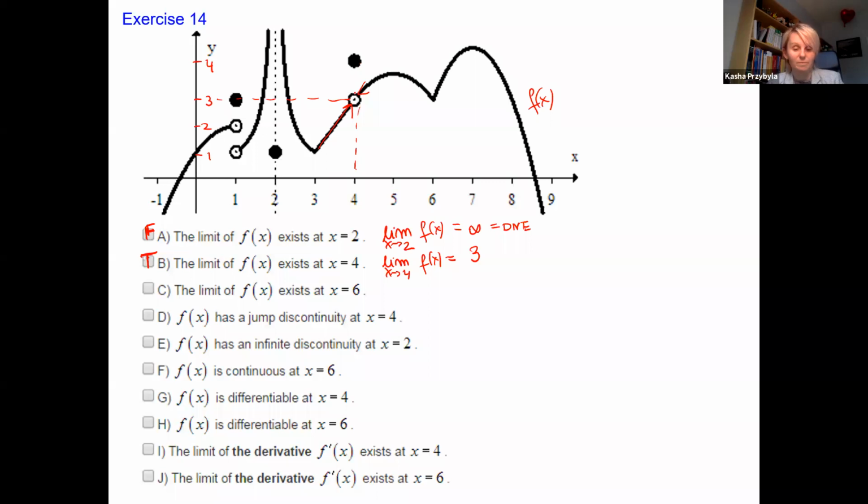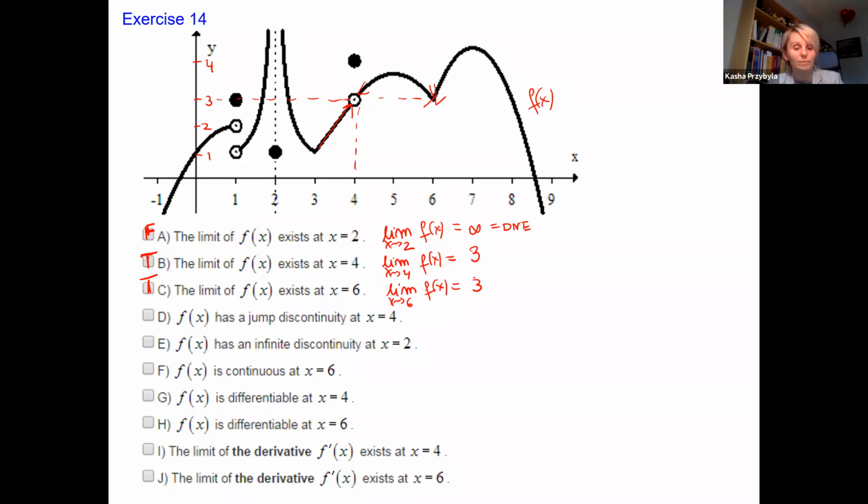Perfect. C, the limit of f of x exists at 6. What do you think? At 6, does the limit exist? Yes. It's a weird shape with respect to the derivative, but the limit exists. The curve on both sides approaches that corner, and the corner is at level 3. This is true, and the limit as x goes to 6 is also 3.